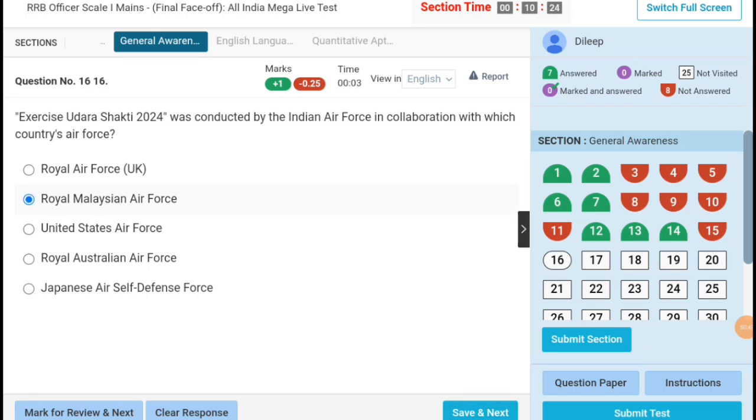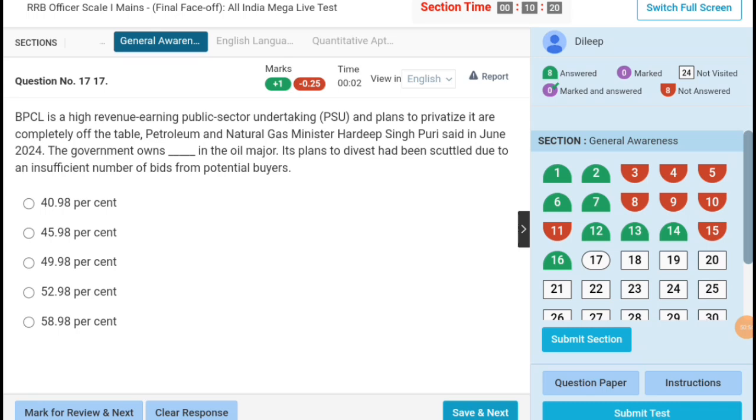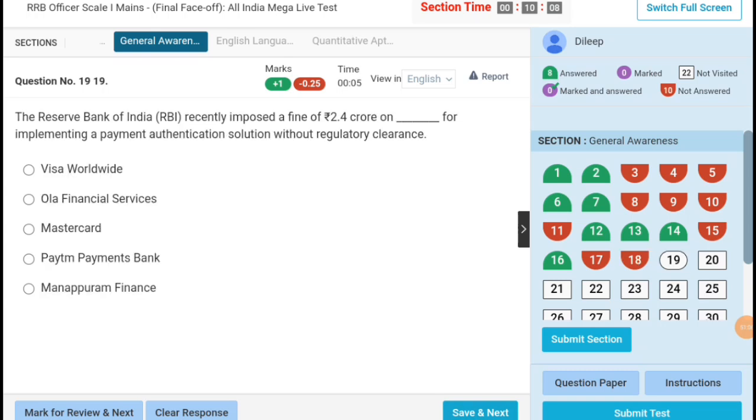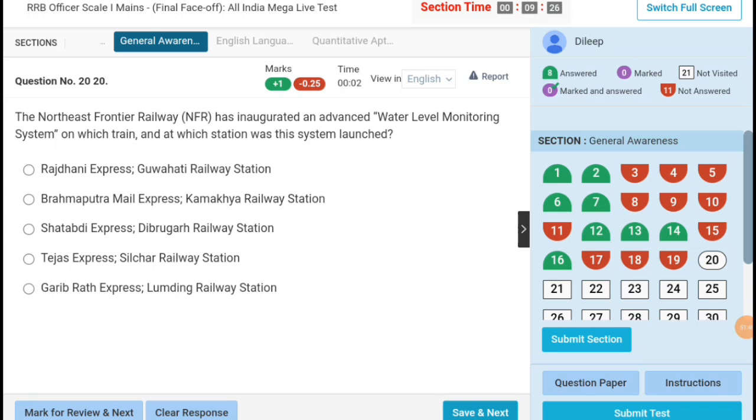Udara Shakti, Malaysian. The Reserve Bank of India recently imposed a fine of 2.4 crore on a company for implementing a payment authentication solution without regulatory clearance. Manappuram, I think. I have doubt on Manappuram and Paytm Payments Bank. So, the Northeast Frontier Railway.